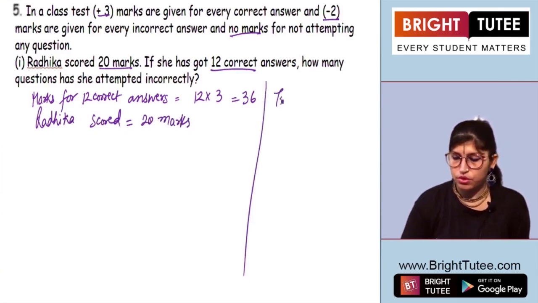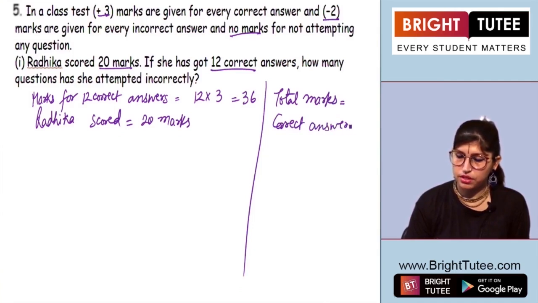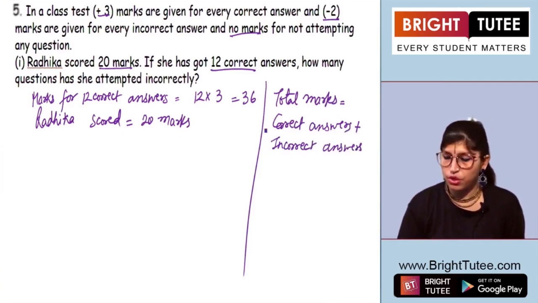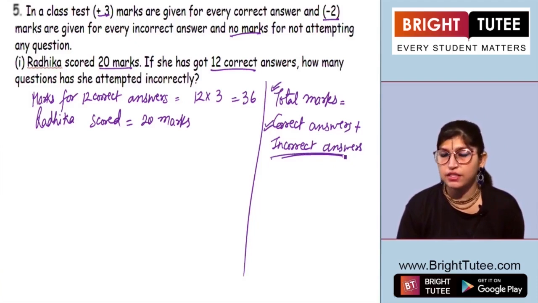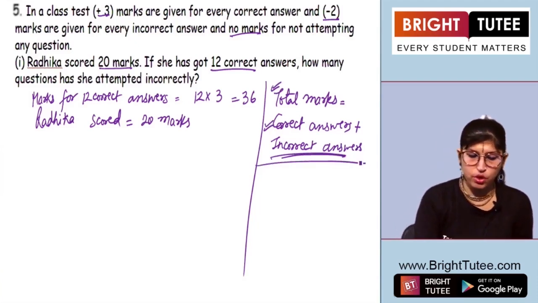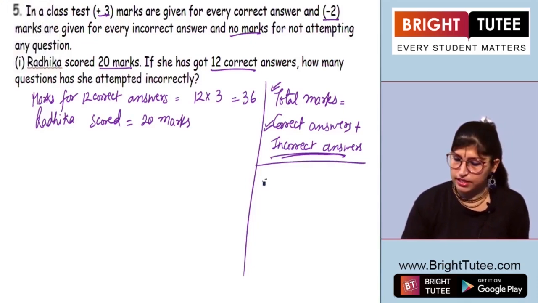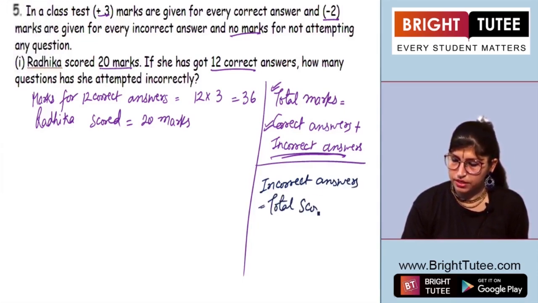So total marks will be the score for correct answers plus the score for incorrect answers. We know the correct answer marks, we know total marks, we need to know the number of incorrect answers. By solving it, we'll be getting that incorrect answer marks will be equal to total score minus correct answer marks.